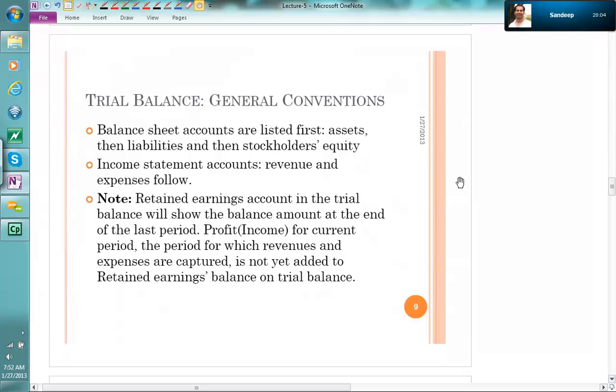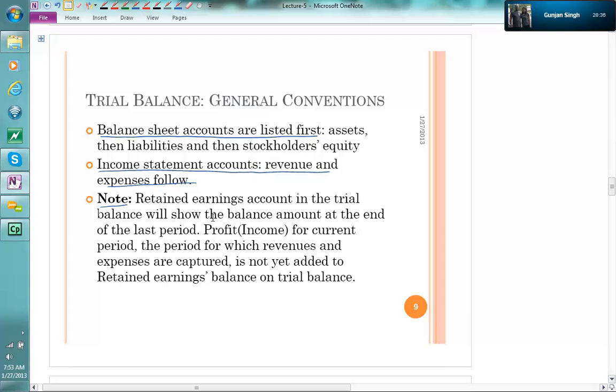We already talked about the general convention. Balance sheet accounts are listed first, and income statement accounts are listed after that. One more important point is the retained earnings account. Is it a balance sheet account or an income statement account? Gunjan? It would be an income statement account. It's a balance sheet account.